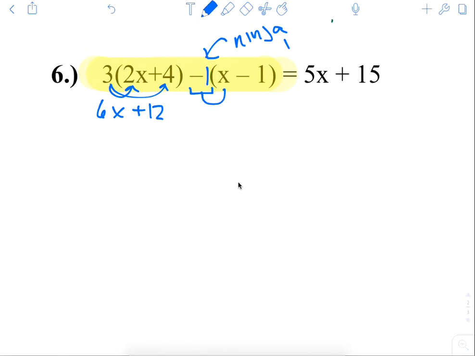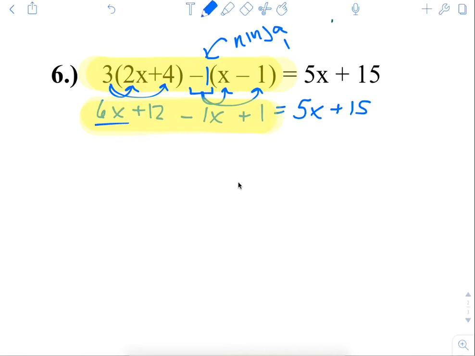Okay, so negative 1 times x is negative 1x. Negative 1 times negative 1 is a positive 1. Okay? Was there anything that I could have or should have simplified over on the right side? No. 5x plus 15 can't do anything. Okay? Let's check again. Is there anything else that I can simplify in this side?